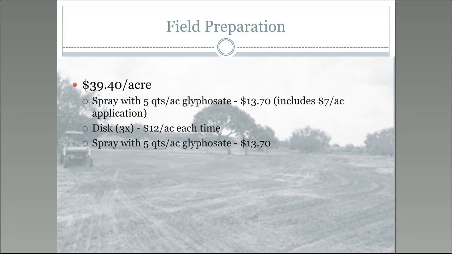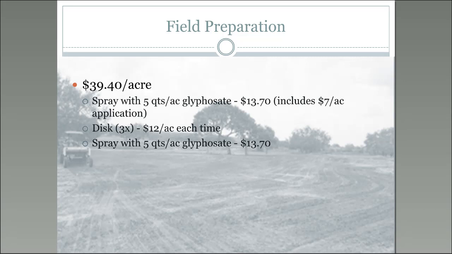But we sprayed all of it with 5 quarts of glyphosate, which is what the recommendation is to kill a Bermuda grass. So say you were going to change a Bermuda grass pasture back over to natives, it would definitely take 5 quarts. So we went ahead and assumed that for everyone for the first round. That $13.70 per acre includes a $7 per acre application fee, which is about what it costs if you were to, say, get a company like Helena to come in and spray.